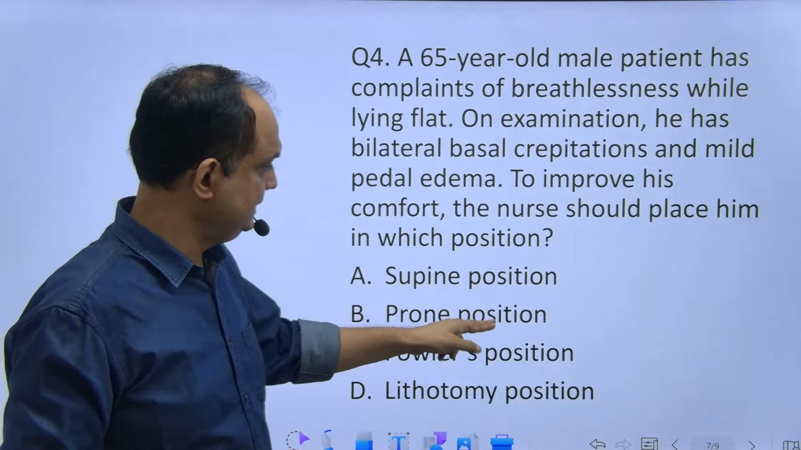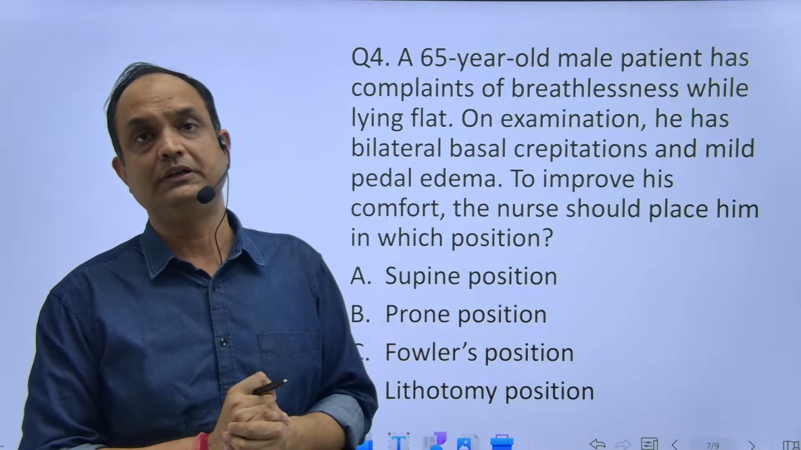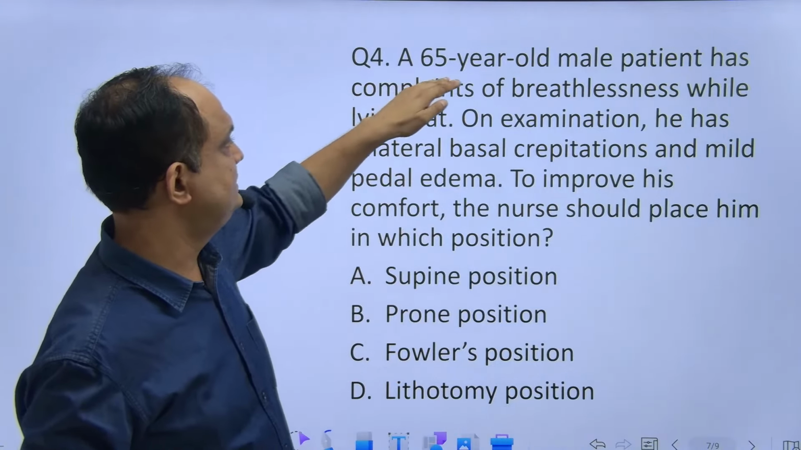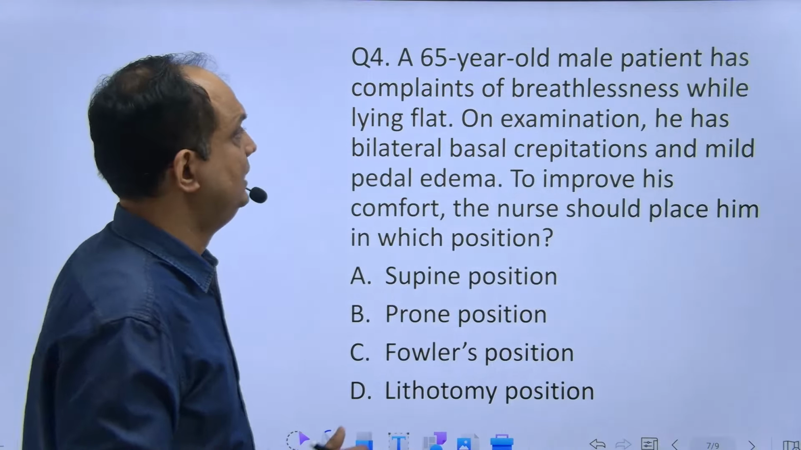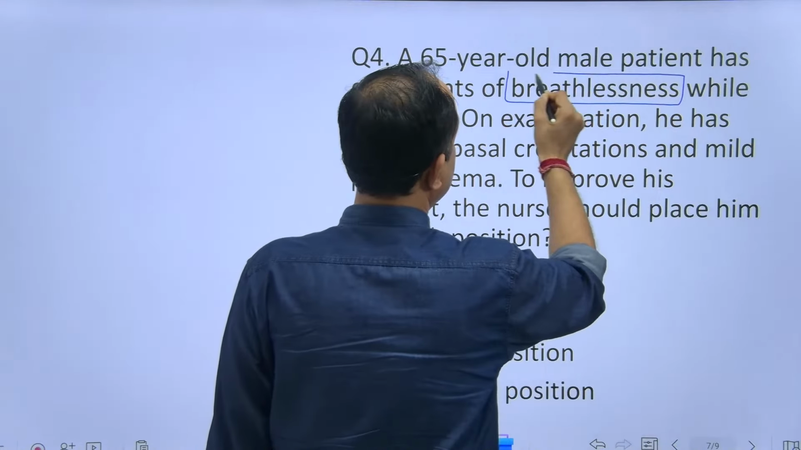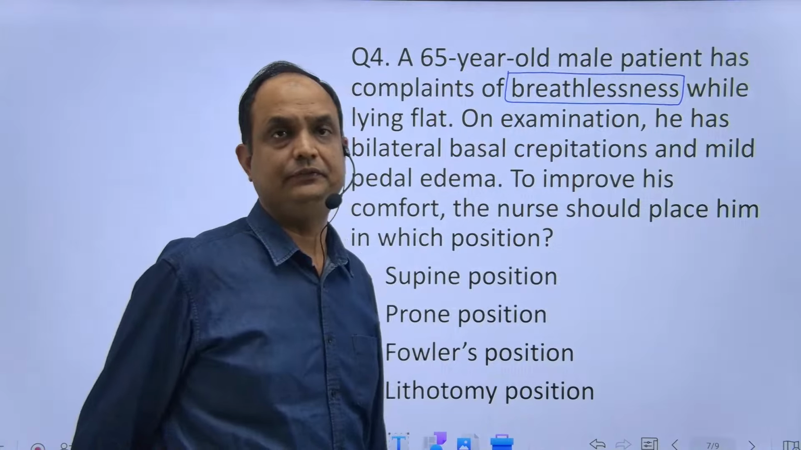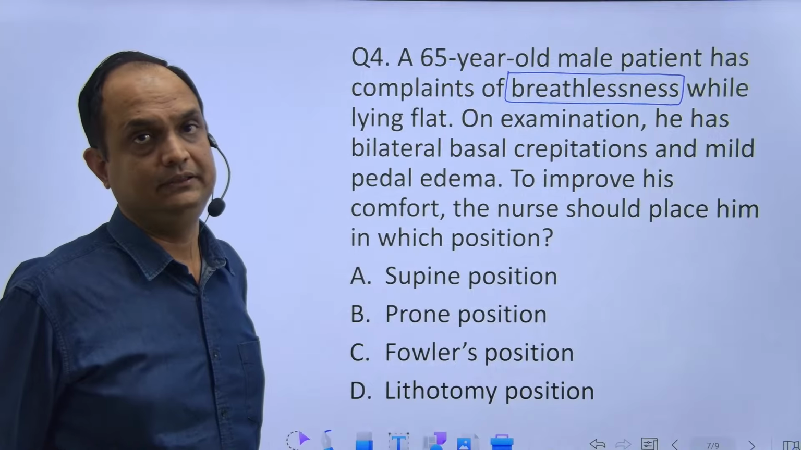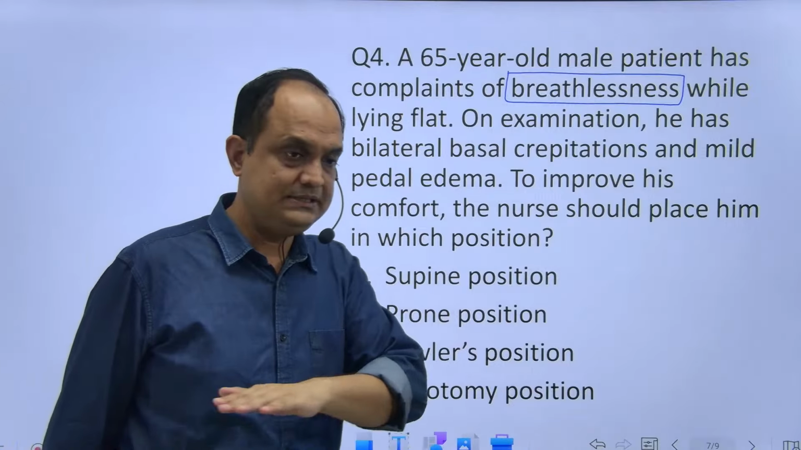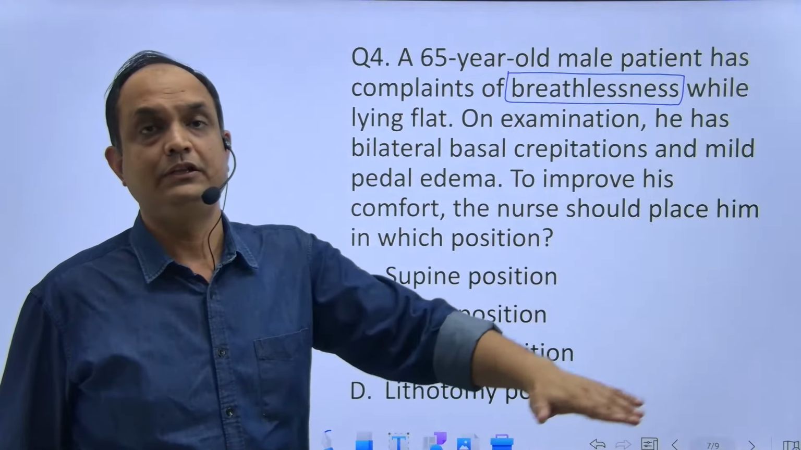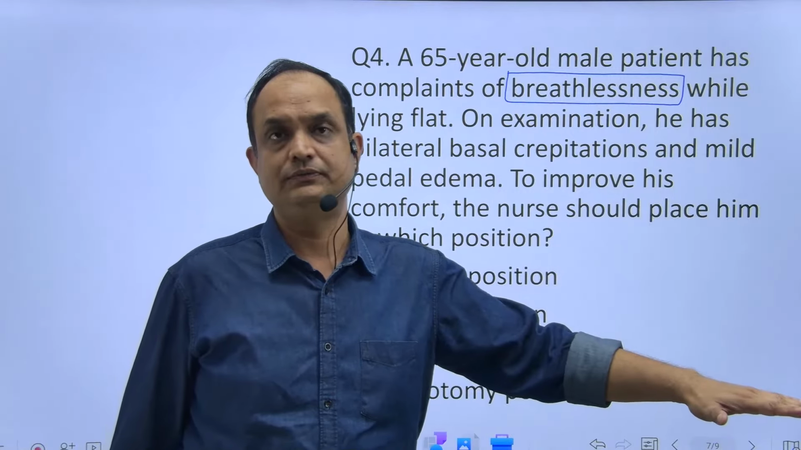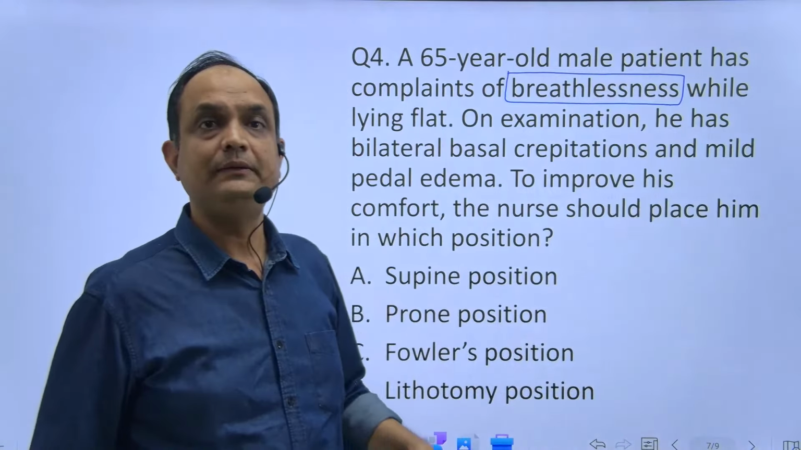Here you can see again there are 4 positions. So again the question comes from the same chapter. Now the question says that a 65-year-old patient has complained of breathlessness. So what is the key feature here? That there is dyspnea, a difficulty in breathing, while the patient is lying flat. That means as soon as the person is in the supine posture, lying on the bed in the flat position, there is breathlessness.